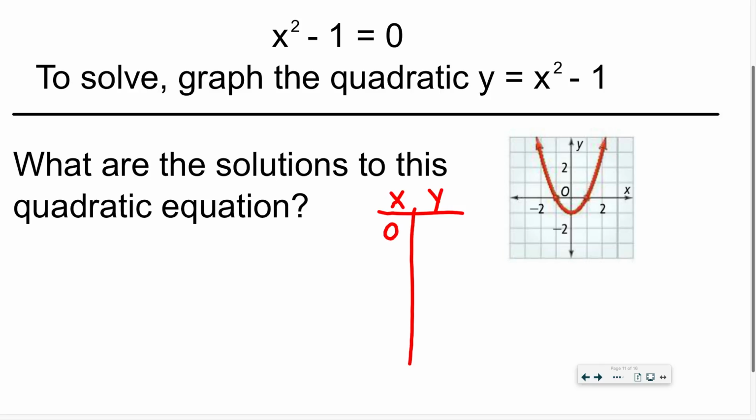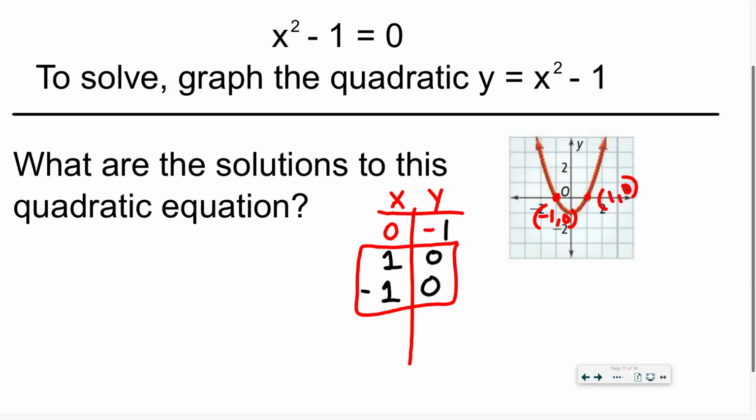When x was 0, we already knew that y was -1. When x was 1, what was y? 0. When x was -1, what was y? Also 0. These represent the solutions. Okay, and you can see that coordinate. X is -1, y is 0. X is +1, y is 0.